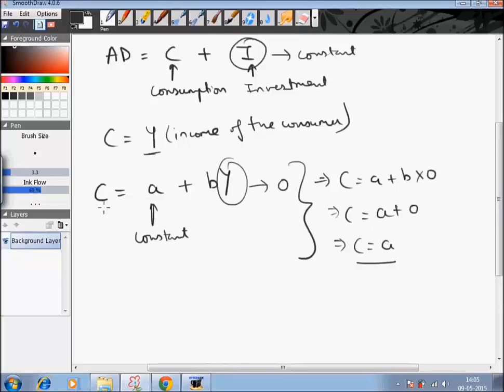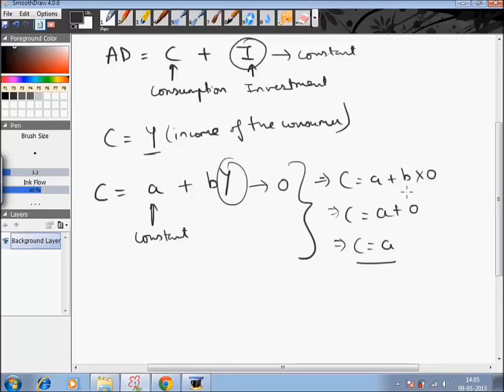Because consumption can never be 0 even if your income is 0, which means that even if you are unemployed, still you will be consuming in order to live. Fine. So A is a constant that is equal to C when we assume that income is 0.